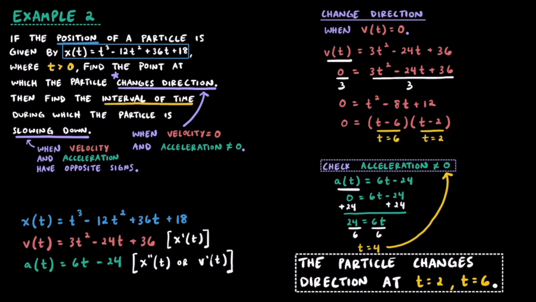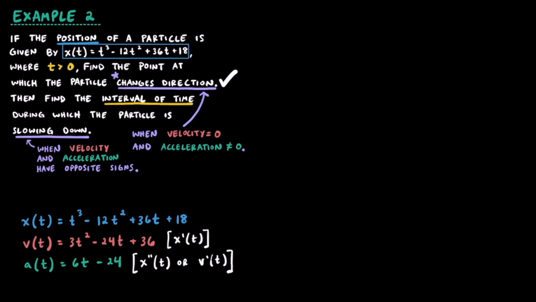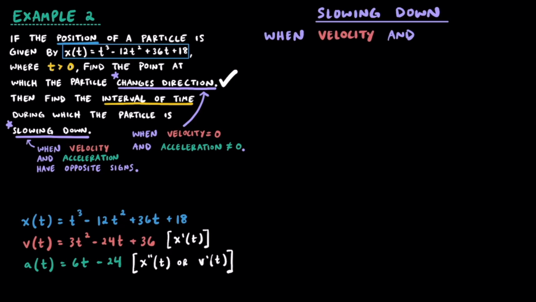Therefore, we can conclude that the particle changes direction when time is equal to 2 and when time is equal to 6. So we just finished finding out when the particle changes direction, so let's try finding out when the particle is slowing down. The particle will be slowing down when the velocity and acceleration have opposite signs. Using the three critical points we just found for when velocity is equal to 0 and acceleration was equal to 0, let's set up a table.